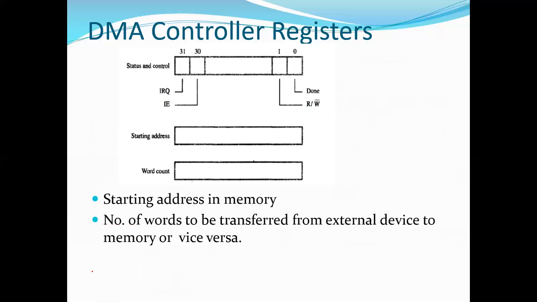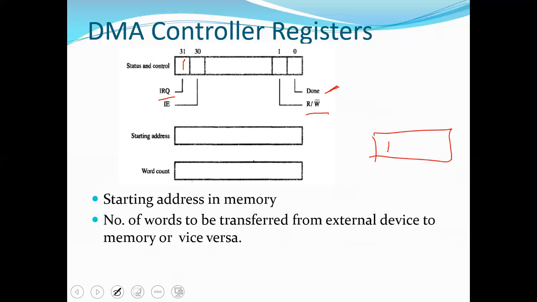RNW indicates whether it is a read or write operation. Once the operation is done, the done bit is set to 1. The interrupt request bit is set to 1 when the DMA controller wants to send an interrupt to the processor. The IE bit, that is interrupt enable, is set to 1 after the DMA service, so that devices can send interrupts. So this is about the different registers in the DMA controller.